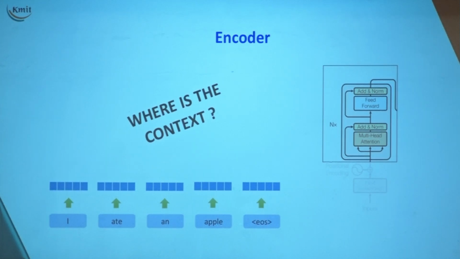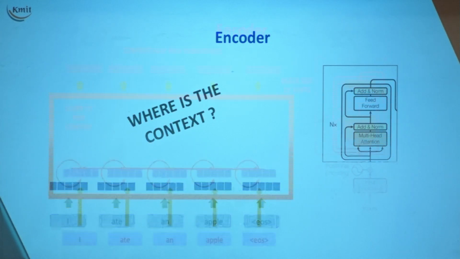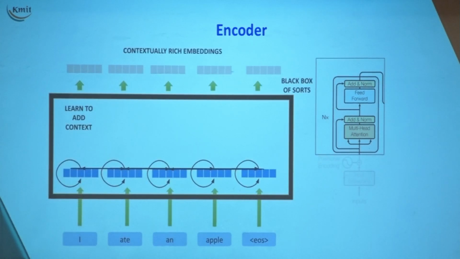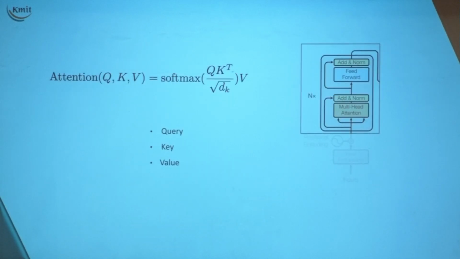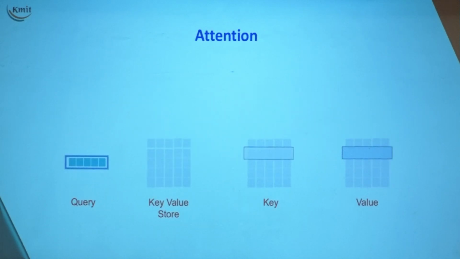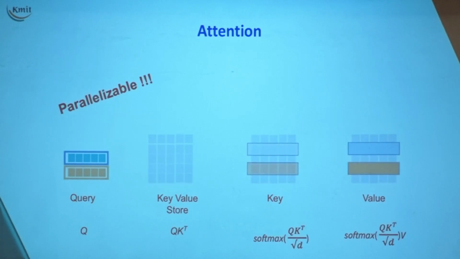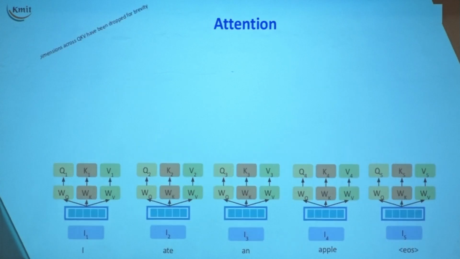Here in the encoder block, the actual context comes into picture with which mechanism? With the attention and self-attention mechanism. Okay. So we perform the attention mechanism with this formula, softmax of Q K transpose divided by square root of dk into V. Okay. So we generate query Q into K transpose, softmax of that into V.